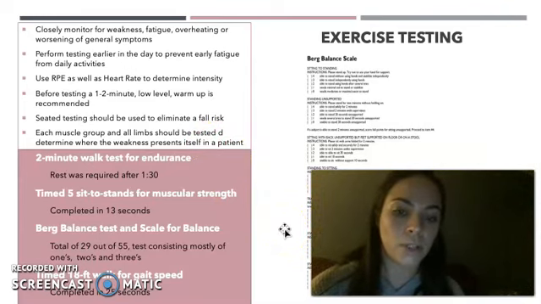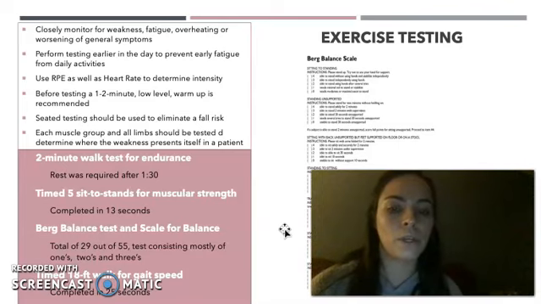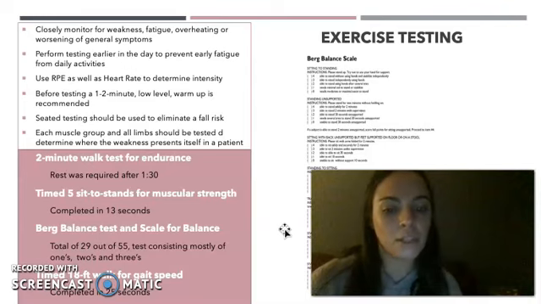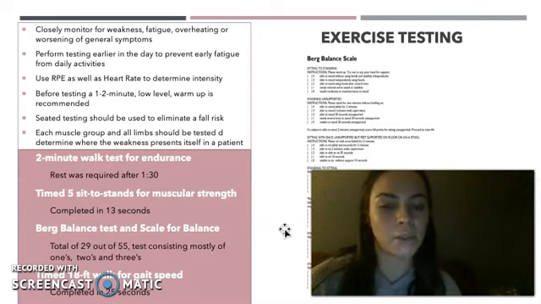So I would do 4 tests with Tom. First is a 2-minute walk test for endurance. We lowered it to a 2-minute walk test just to be able to accommodate him. And as it was, he needed rest after about a minute and a half. I also performed a timed 5 sit to stand for muscular strength. He completed this in 13 seconds, which is a little long.